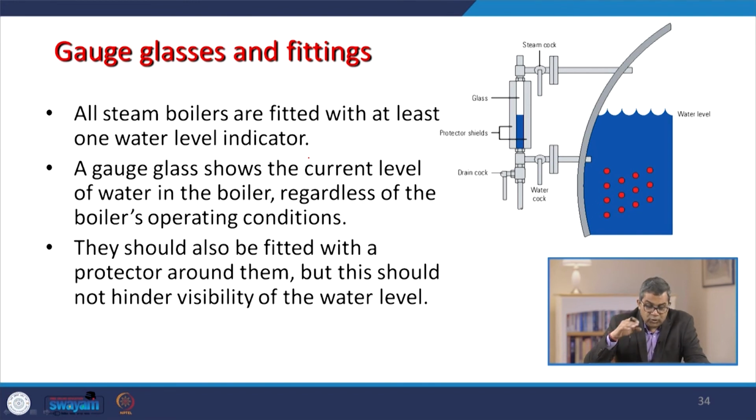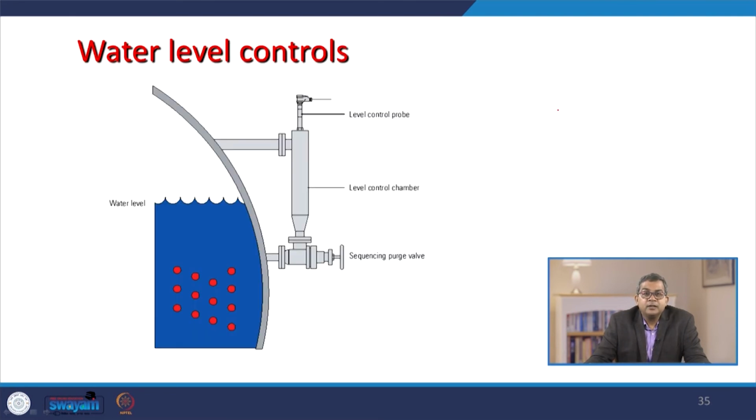So, they should be fitted with a protector around them, but this should not hinder any visibility of the water level. Here you see the glass, and this is the protector shield, and the steam cock. So, you can clearly see the level of water inside the boiler. And in this way you can control the water level, because we have discussed that if the level is too high or too low, the operation of the boiler would be extremely difficult.